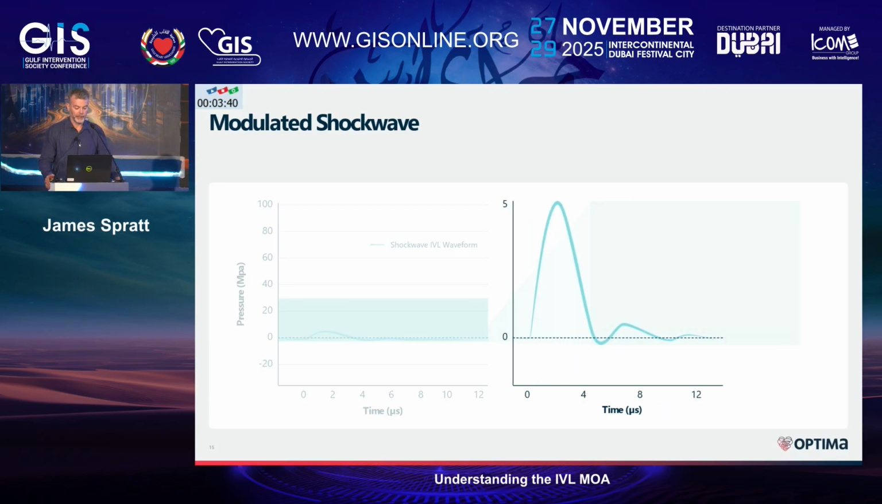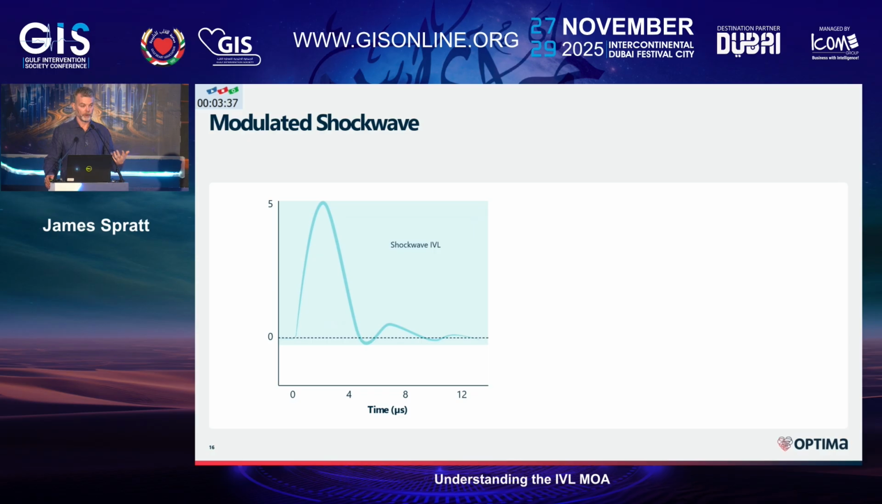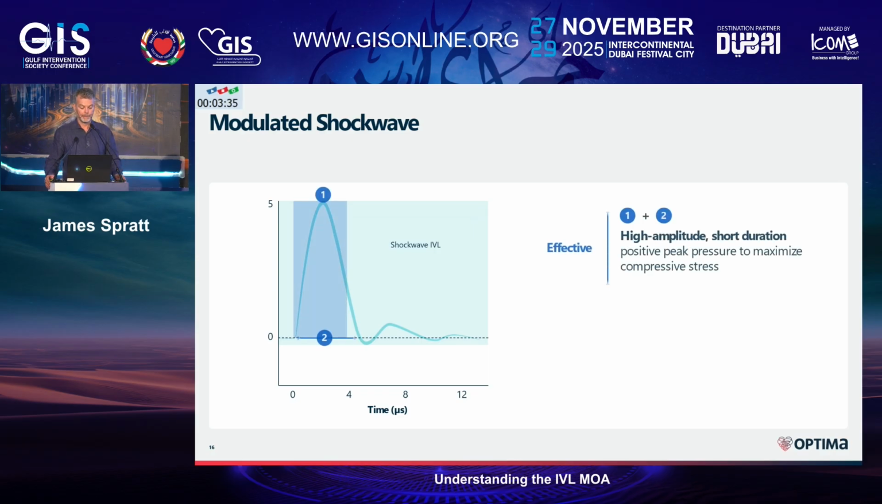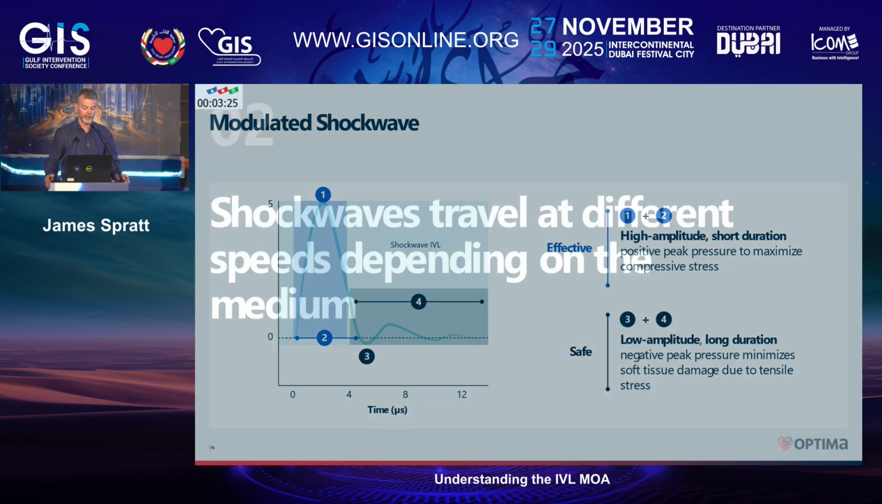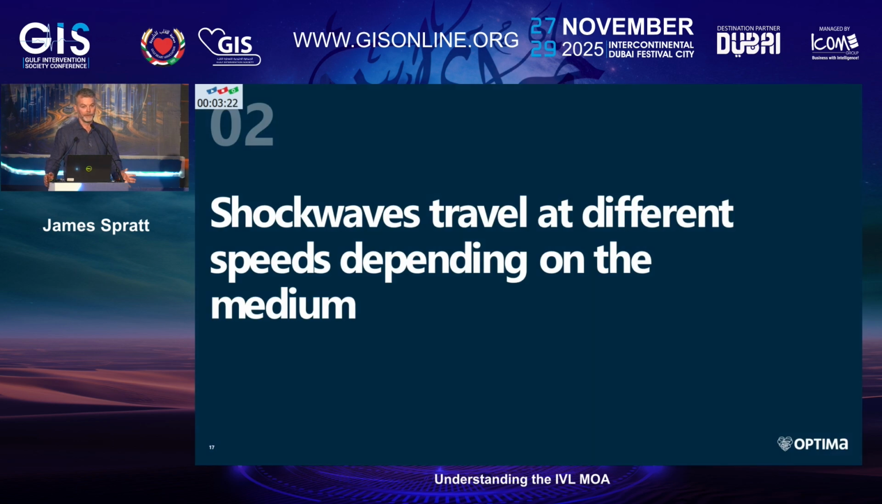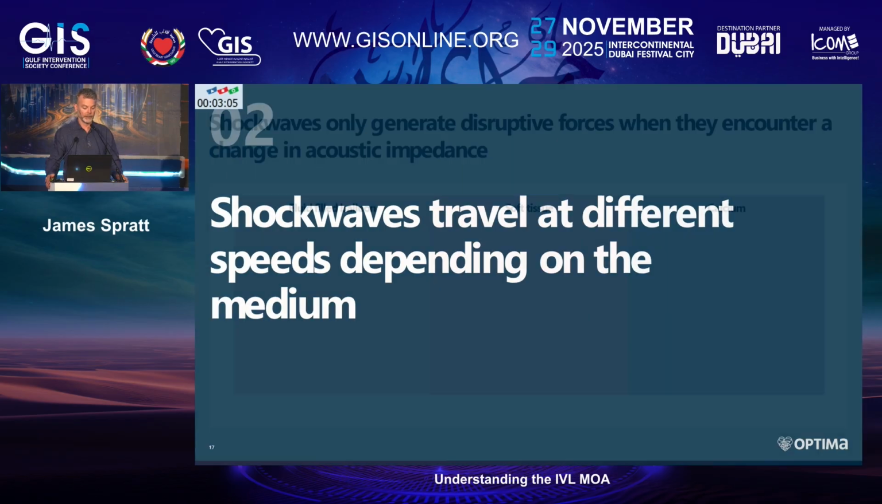But we've also done something slightly different, and that's where the safety comes from. So we've retained the efficacy. That's the high amplitude, short duration waveform, compressive stress. And we've minimized this tensile waveform, this negative pressure waveform, to minimize soft tissue injury. And if you're going to take away anything from the MOA, it's that it's selective for calcium, and it's selective because of the speed that sound waves or shock waves travel through different types of material. So the material determines the effect, and I'll give you an example of that.